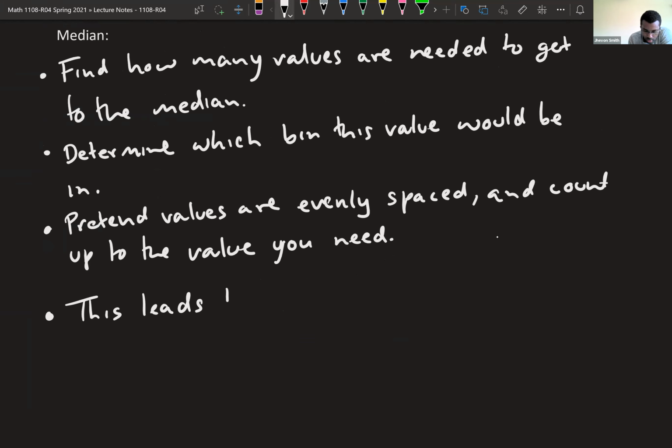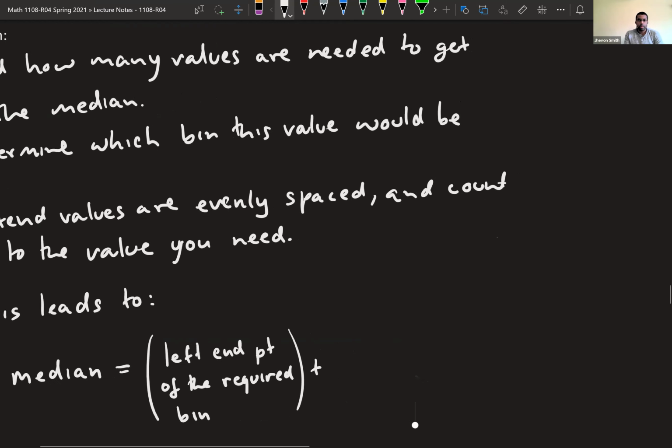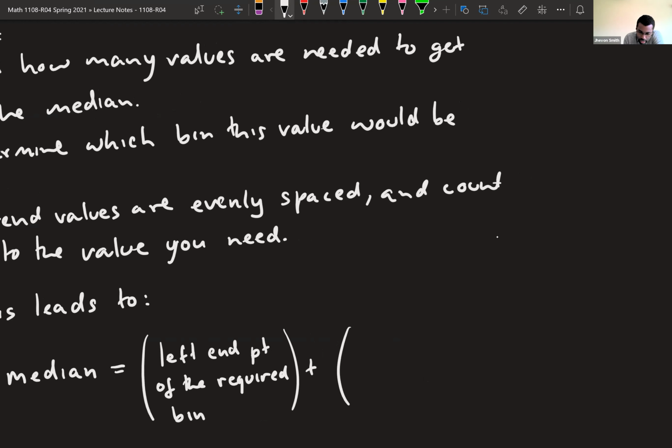This leads to, so now in terms of a formula, the median is going to be the left endpoint of the required bin, plus you're going to take the number of steps needed to hit the median, times the bin spacing.